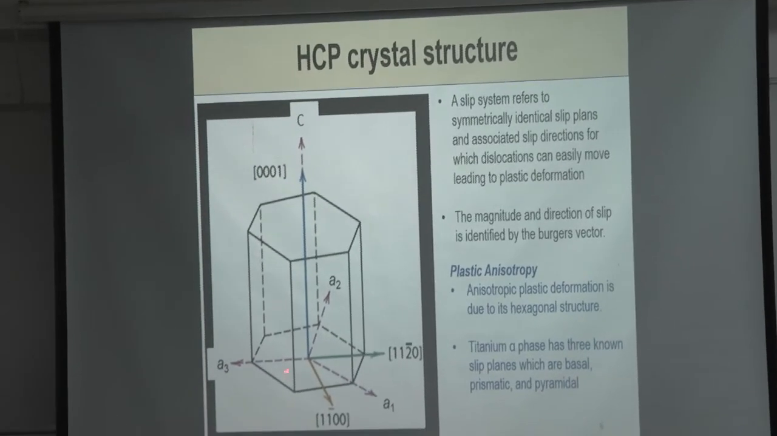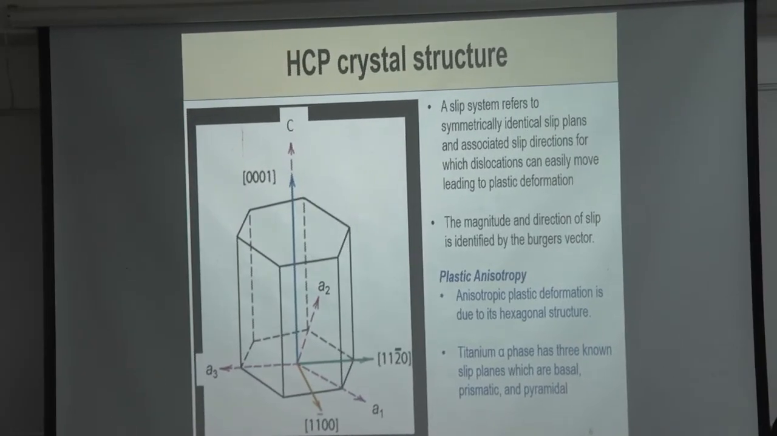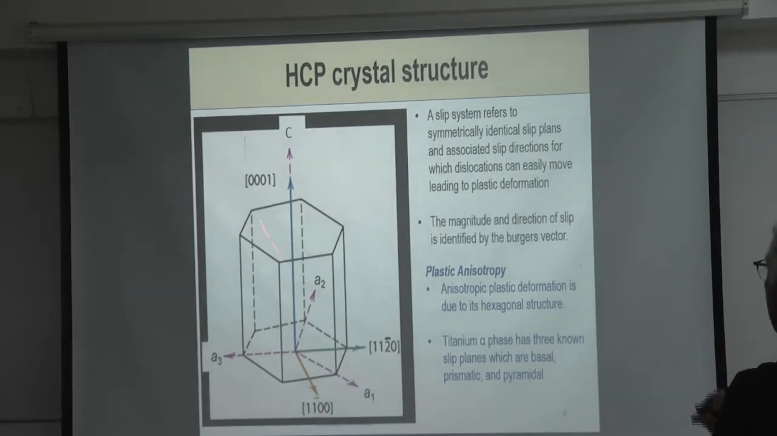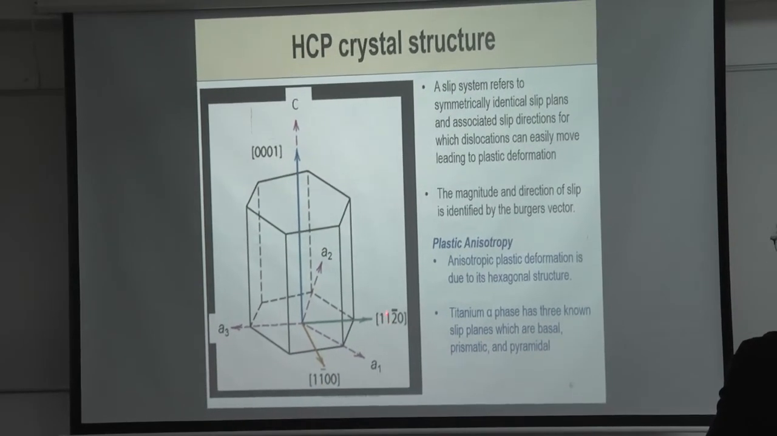And then a1, a2, a3, and this is an example of a direction, [11-20]. And this direction is also the [0001] direction, okay? Which is fine. That's also the plane. And this is the direction [1-100], and this is the direction [11-20].